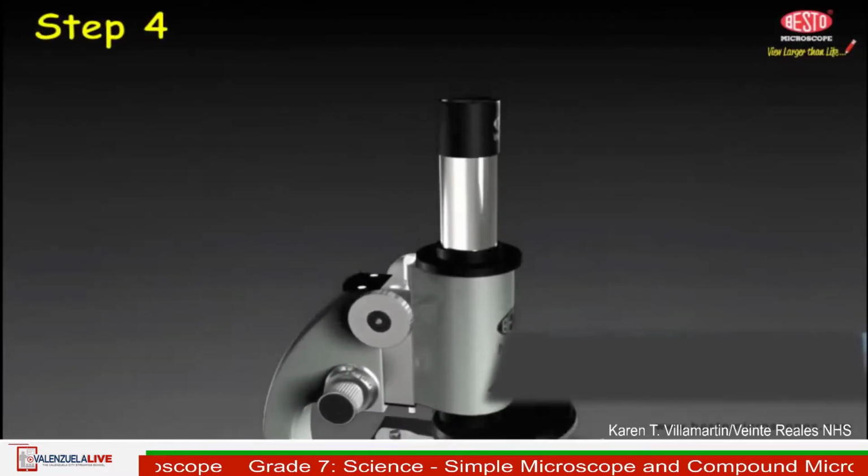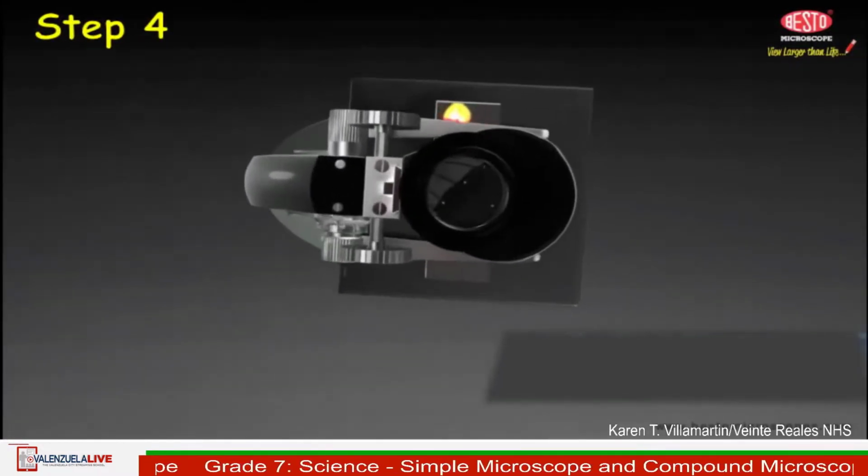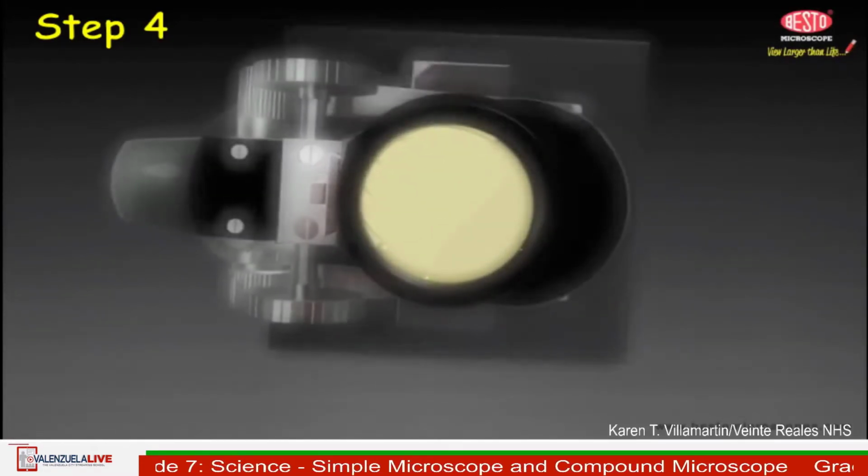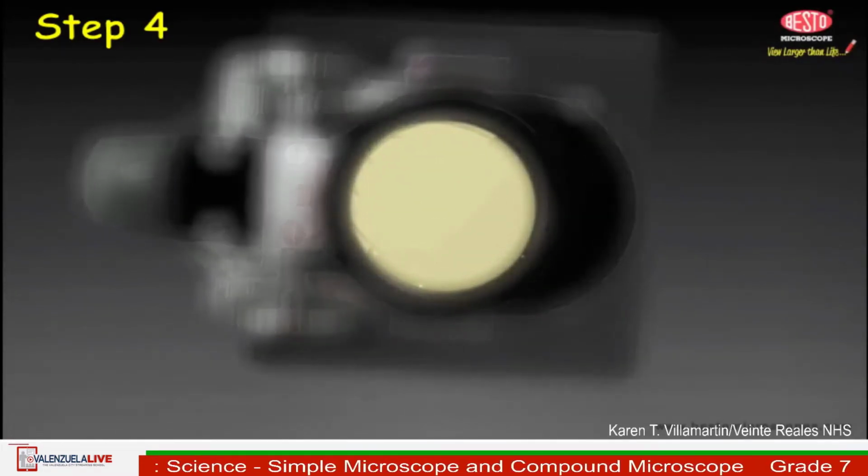Step 4. Look at the specimen in the eyepiece. You should see a circle of light against a black background.